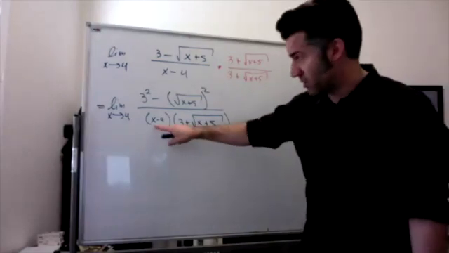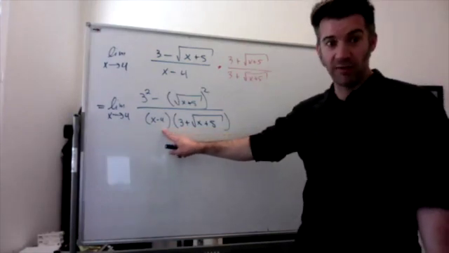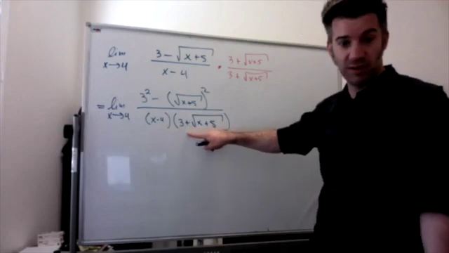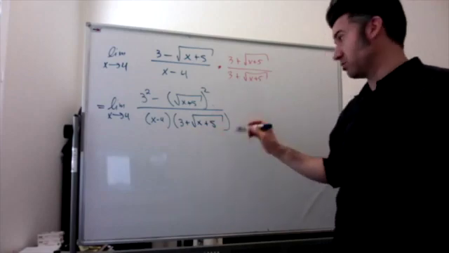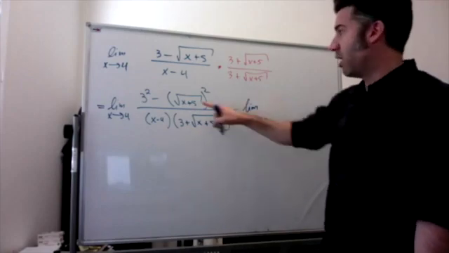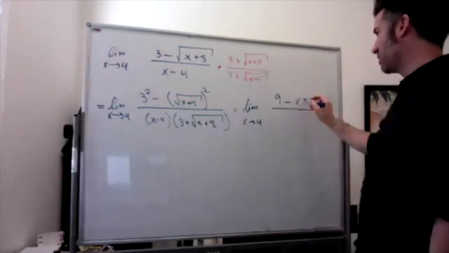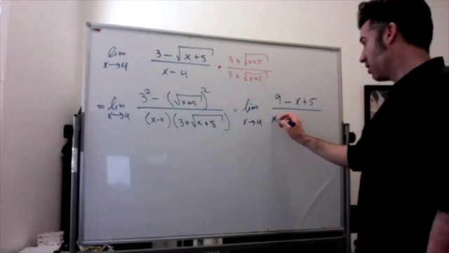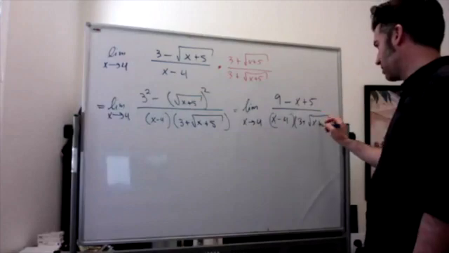I know we're going to cancel this x minus 4, because that's what's giving us a 0 in the denominator. And I'm going to plug in the 4 for the remaining x. I'm going to get 3 plus the square root of 9, which is 3 plus 3, which is 6 on the bottom. So I'm pretty sure it's going to be 6 on the bottom. Let's see about the numerator. So it's going to be the limit as x goes to 4 of, what have I got here? 9 minus x plus 5. Note the mistake. Over x minus 4 times 3 plus the square root of x plus 5.